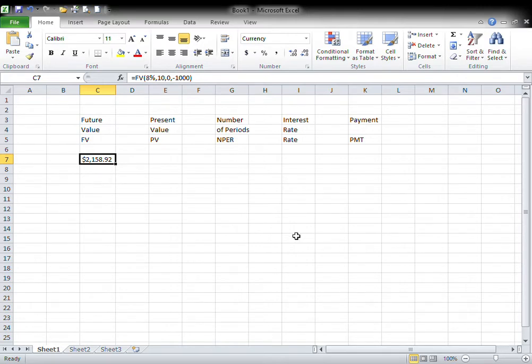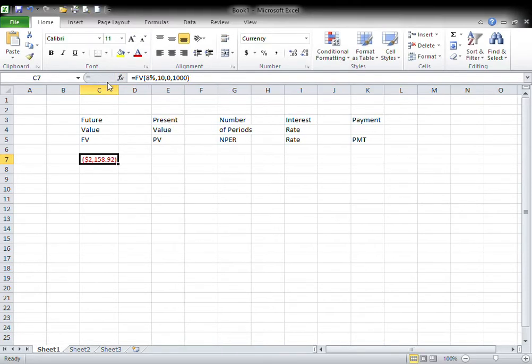If I had put it in as a positive $1,000, it changes the answer to a negative. Same amount, but just negative. It's just the way that Excel does that. Okay, that's the future value.